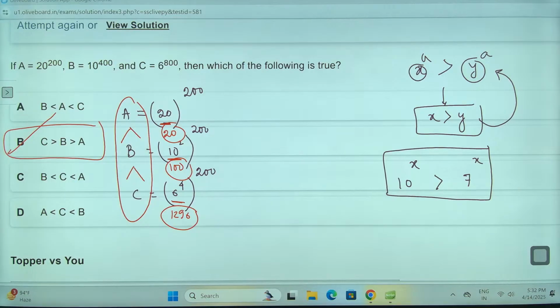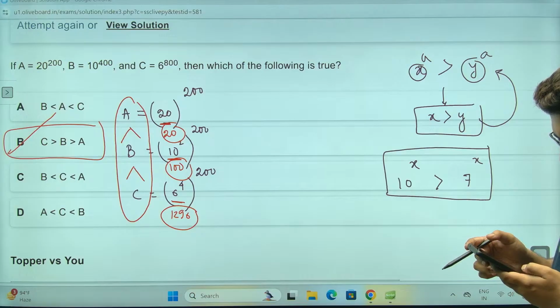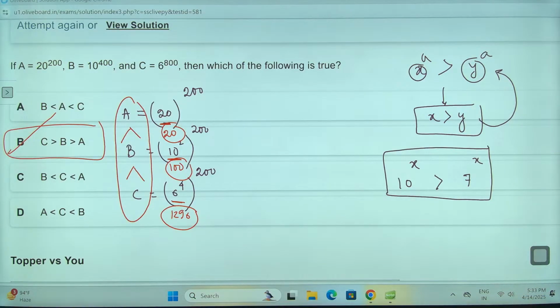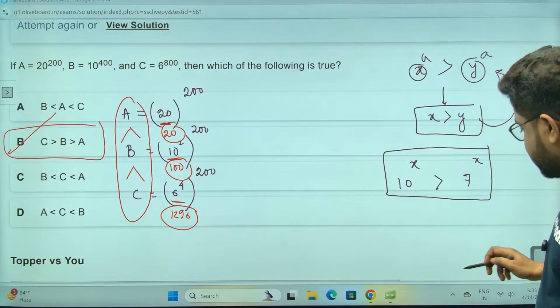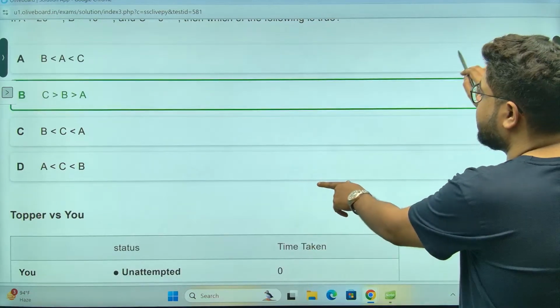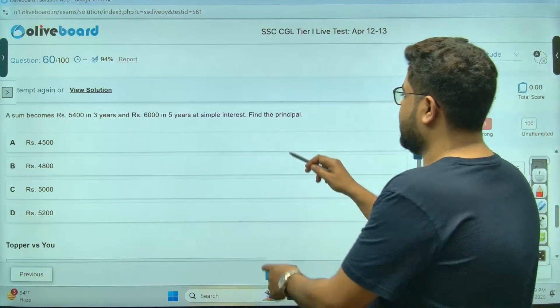Everyone, a quick yes or no? I got a call. Okay, okay, okay, sir. Next question then. So this was the correct answer for this question. Next one, sir. Oh, this is very simple.